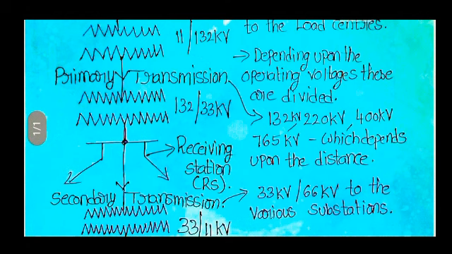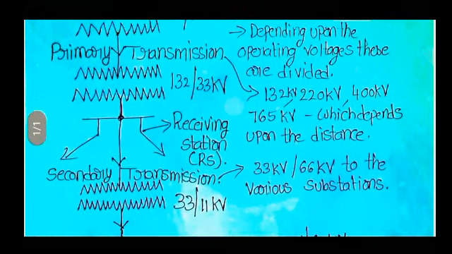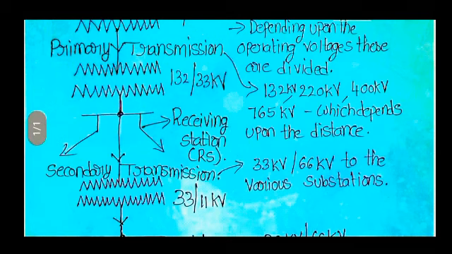From the station, the electrical power is transmitted at 33 kV or 66 kV to the various substations. In the secondary transmission line, this electric power is transmitted at 33 kV or 66 kV to the various substations. So let us come to the distribution lines. In this slide you can observe the receiving station. From the receiving station we are getting 33 kV. This 33 kV is stepped down to 11 kV, and from this we are going to start the distribution lines.